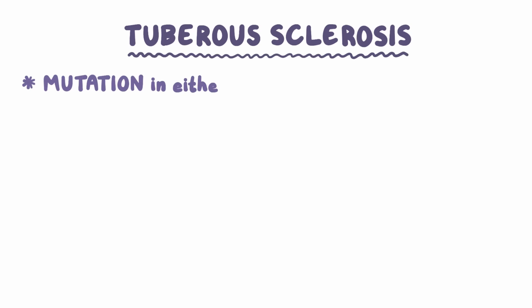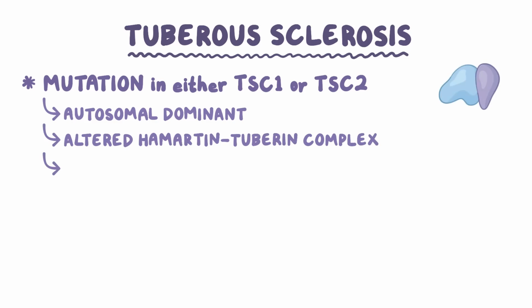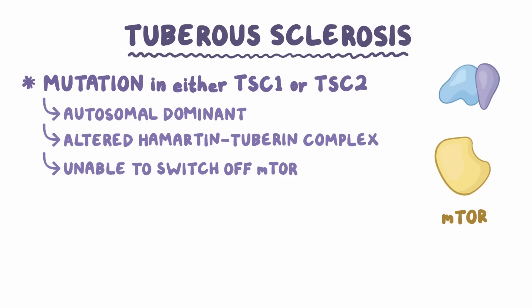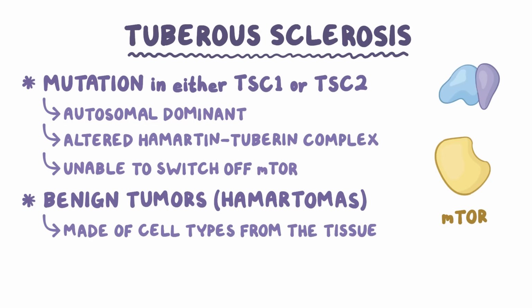Individuals with tuberous sclerosis have a mutation in either the gene TSC1 or TSC2, and these mutations have an autosomal dominant inheritance pattern. The mutations lead to an altered hamartin-tuberin protein complex that's unable to switch off mTOR. Because of that, benign tumors and growths called hamartomas form throughout the body. Hamartomas are kind of like tumors, but they're made up of a variety of cell types from the tissue where they arise, rather than a single cell type.